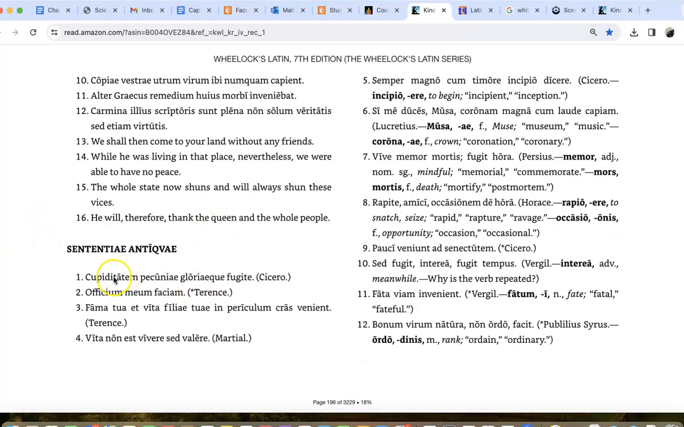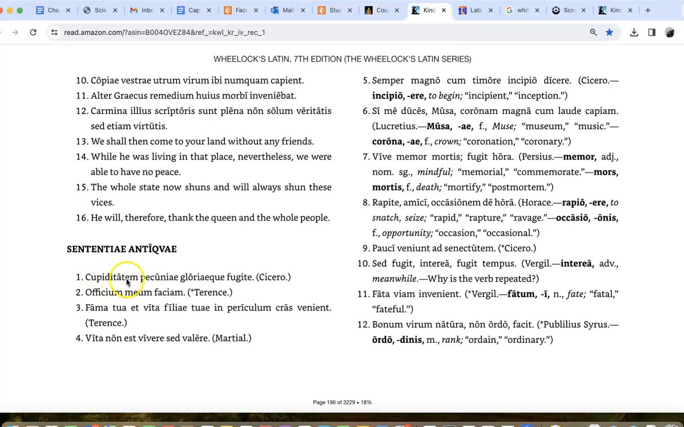So let's take a look at this first one here. Again, I do encourage you to read it aloud. Unos cupiditatem pecuniae gloriaeque fugite, by Cicero. And Cicero, again, 106 to 43 BC, very famous Roman writer. I mentioned before, it is from his writings that we have the most information about ancient Rome.